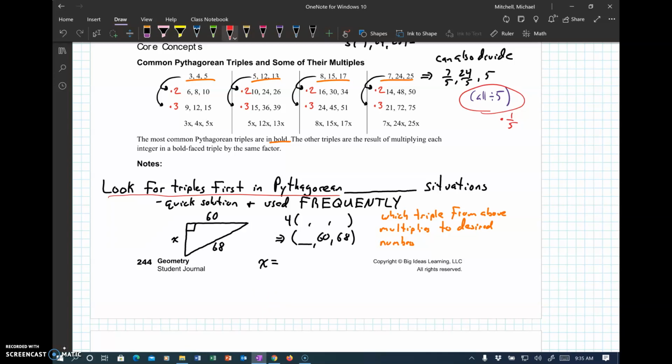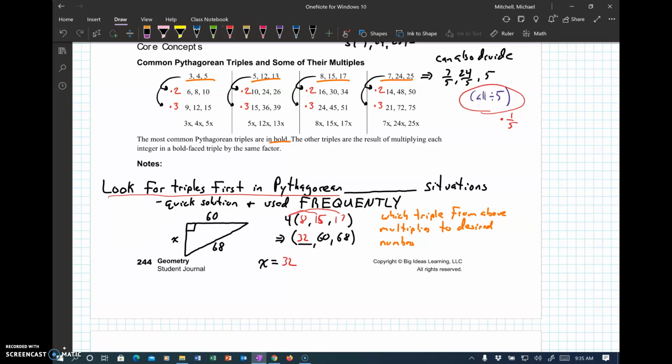Okay, 15. I see that one. 4 times 15 gives me 60. That works pretty good. So I'm thinking 4 times 8, 15, 17. So this one works. 4 times 17. Plug it in my calculator, 68. Ooh, if those two work, I know this one's going to be 32. I get x equals 32.